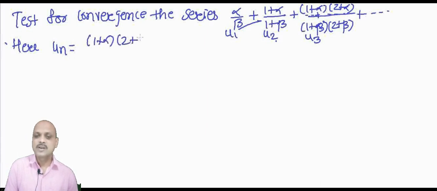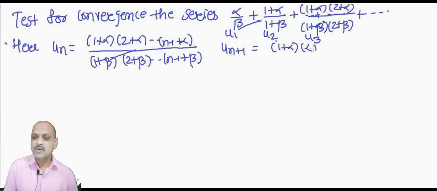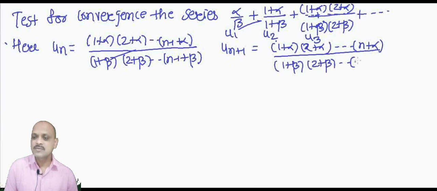And 1 plus alpha, 2 plus alpha up to n minus 1 plus alpha, divided by 1 plus beta into 2 plus beta up to n minus 1 plus beta. Then we can write un plus 1, this will be 1 plus alpha, 2 plus alpha up to n plus alpha, divided by 1 plus beta, 2 plus beta up to n plus beta.